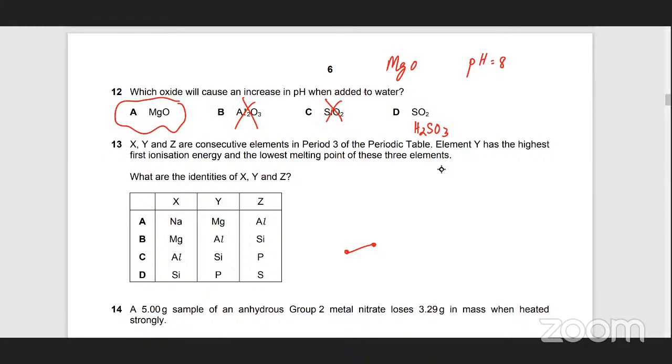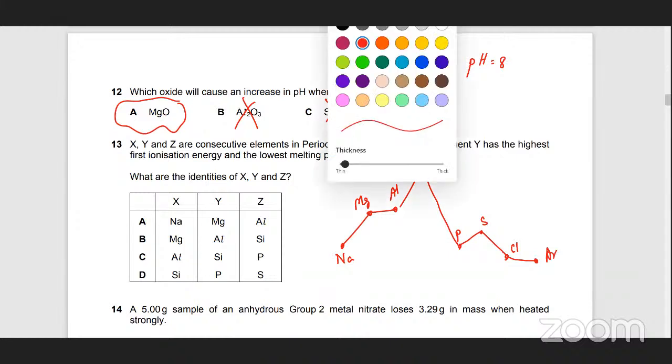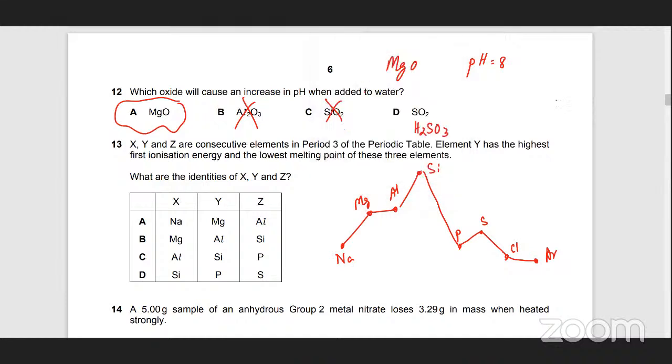so the melting points. How do the melting points vary across period 3? Sodium, then there's magnesium, aluminium, then silicon, giant covalent structure. After that you have phosphorus, then sulfur, then chlorine and argon. So it's Na, Mg, Al, silicon, phosphorus, sulfur, chlorine, and argon. So that's your melting points across the period. Okay, you have to remember all of this.